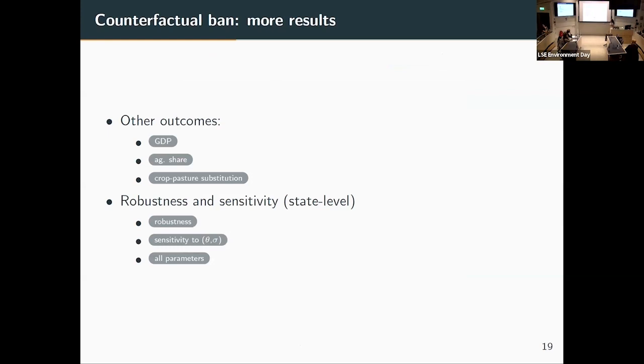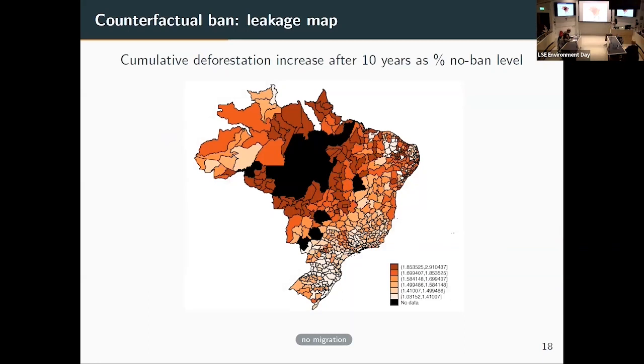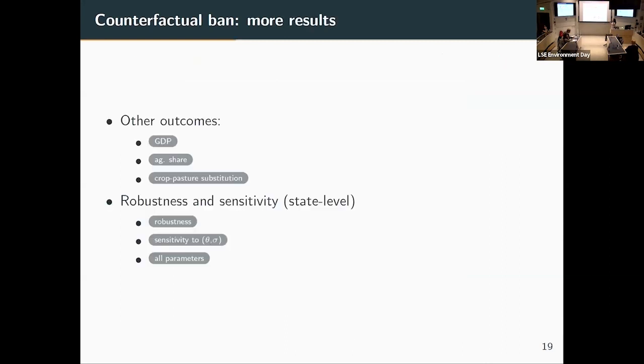I can also show you some effects on GDP and agricultural shares. There's a little bit of substitution away from pasture into other crops, which makes sense. There's movement outside of those areas that are better for pasturing to areas where there's more infrastructure and better soil. There are some robustness checks. There are some negative effects on GDP, but they're not very sizable.